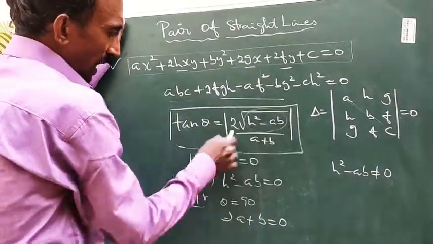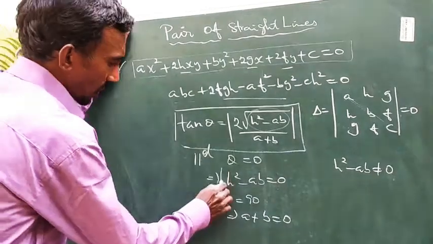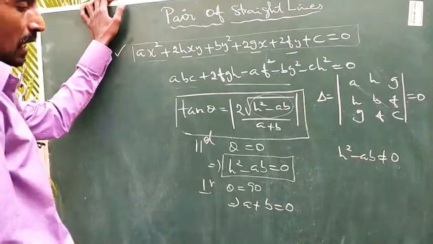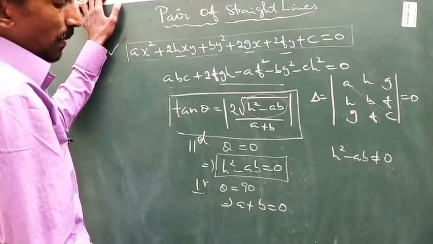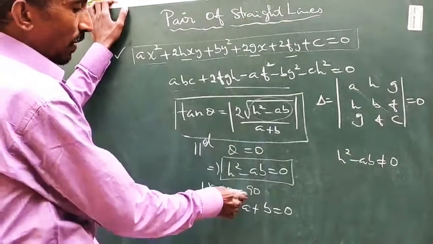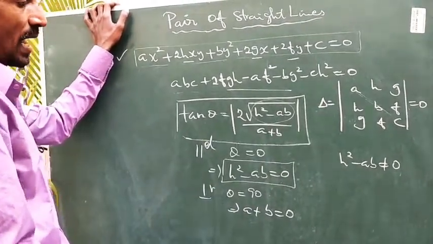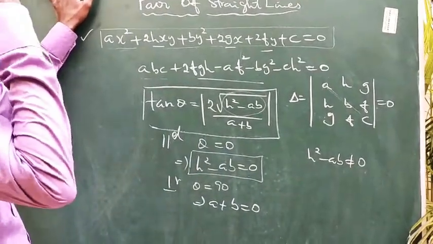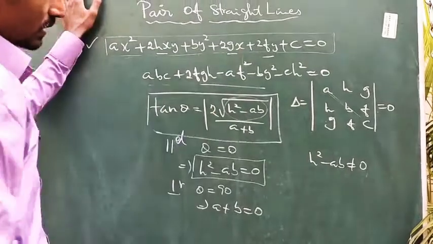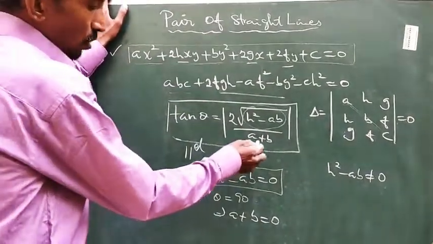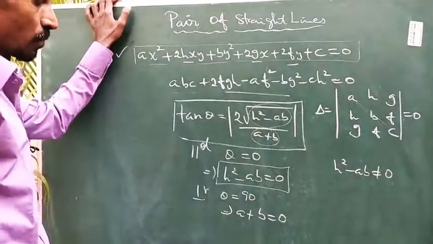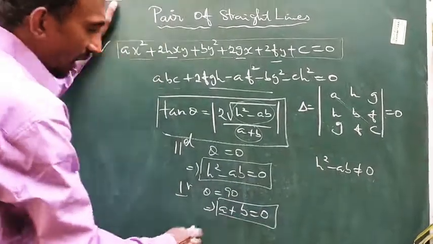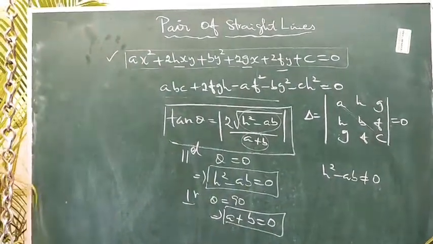If the lines are parallel, then the angle between them theta is 0. That means h² - ab equals 0. So this is the condition for the given pair of lines to be parallel lines. Another one, it may be perpendicular. Perpendicular means the angle between them is 90 degrees. Tan inverse of what is 90 degrees? Infinity. So infinity means 90, the denominator becomes 0, that is a + b = 0. So it is the condition for a pair of perpendicular lines.